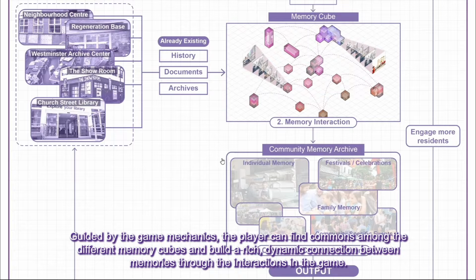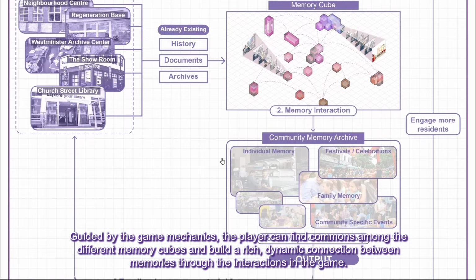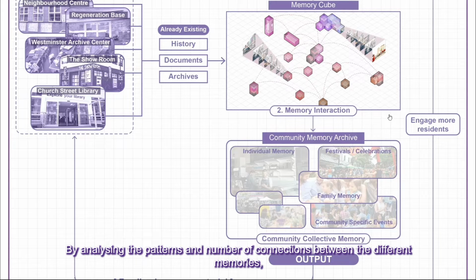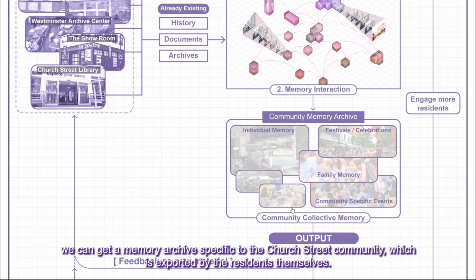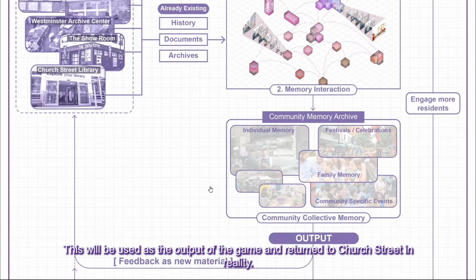Guided by the game mechanics, the player can find commons among the different memory cubes and build a rich dynamic connection between memories through the interaction in the game. By analyzing the patterns and number of connections between the different memories, we can get a memory archive specific to the Church Street community, which is exported by the residents themselves. This will be used as an output of the game and returned to Church Street in reality.